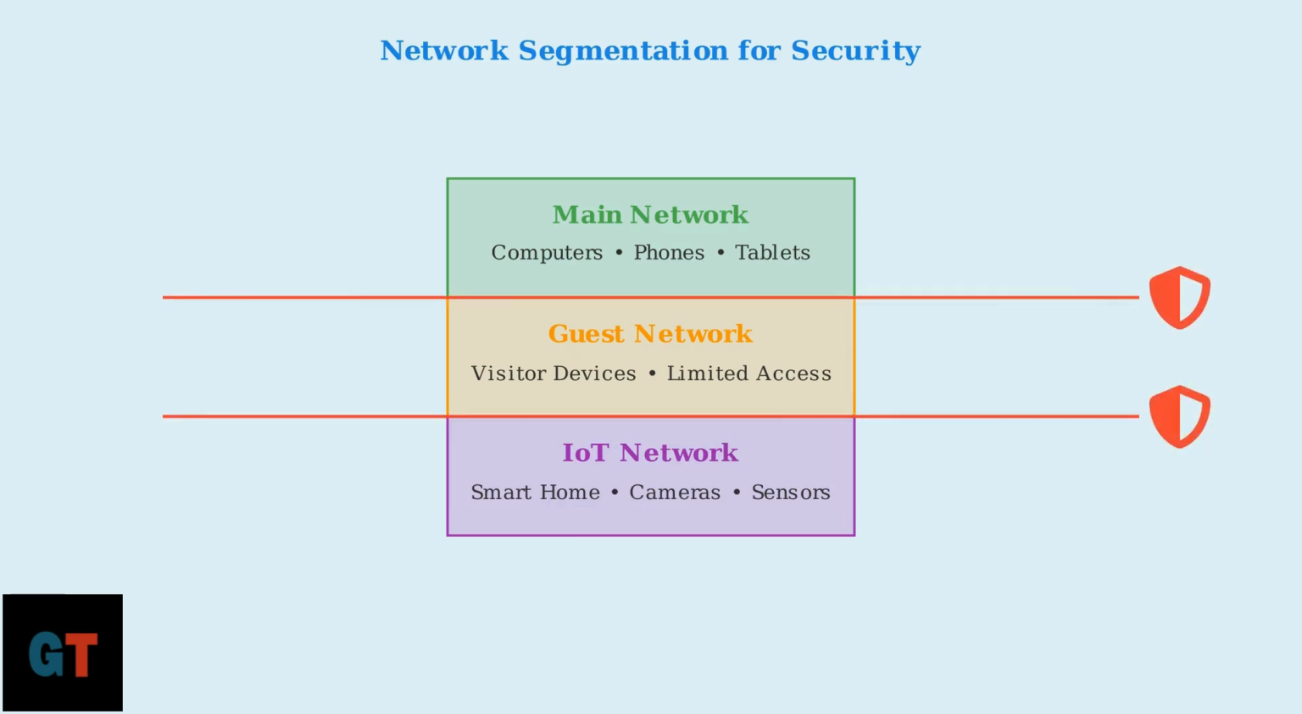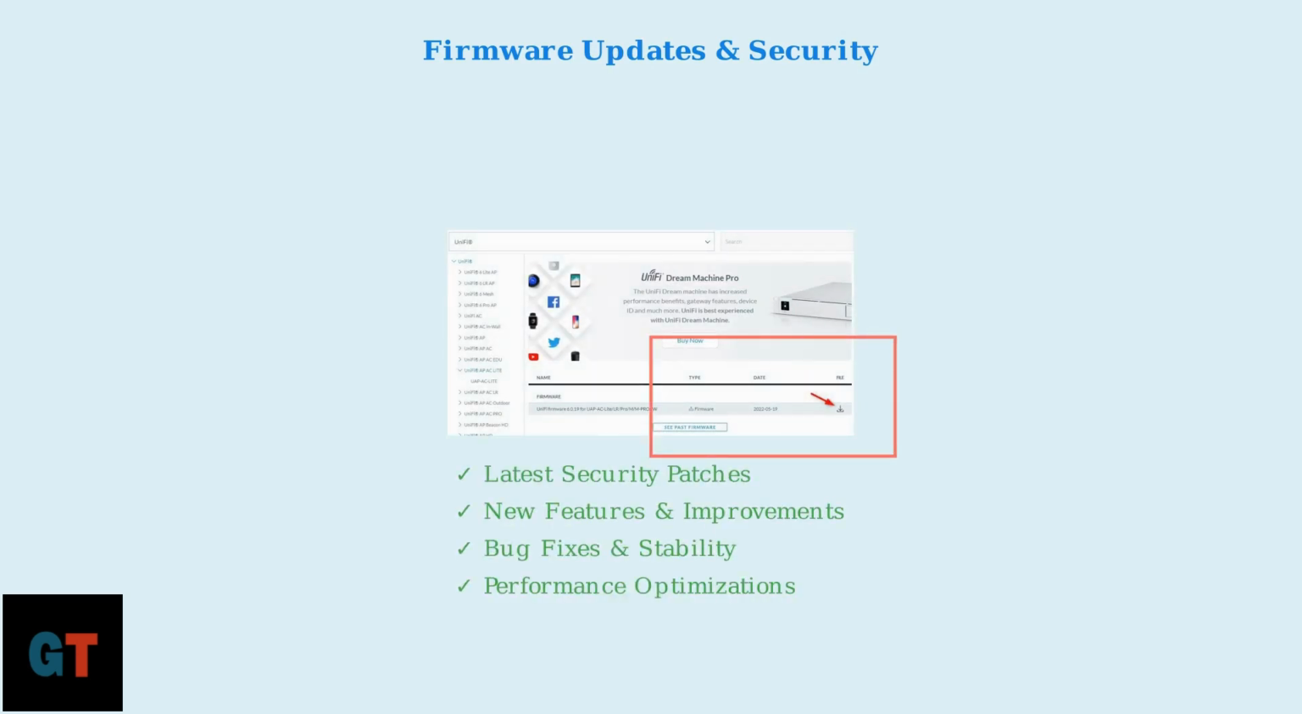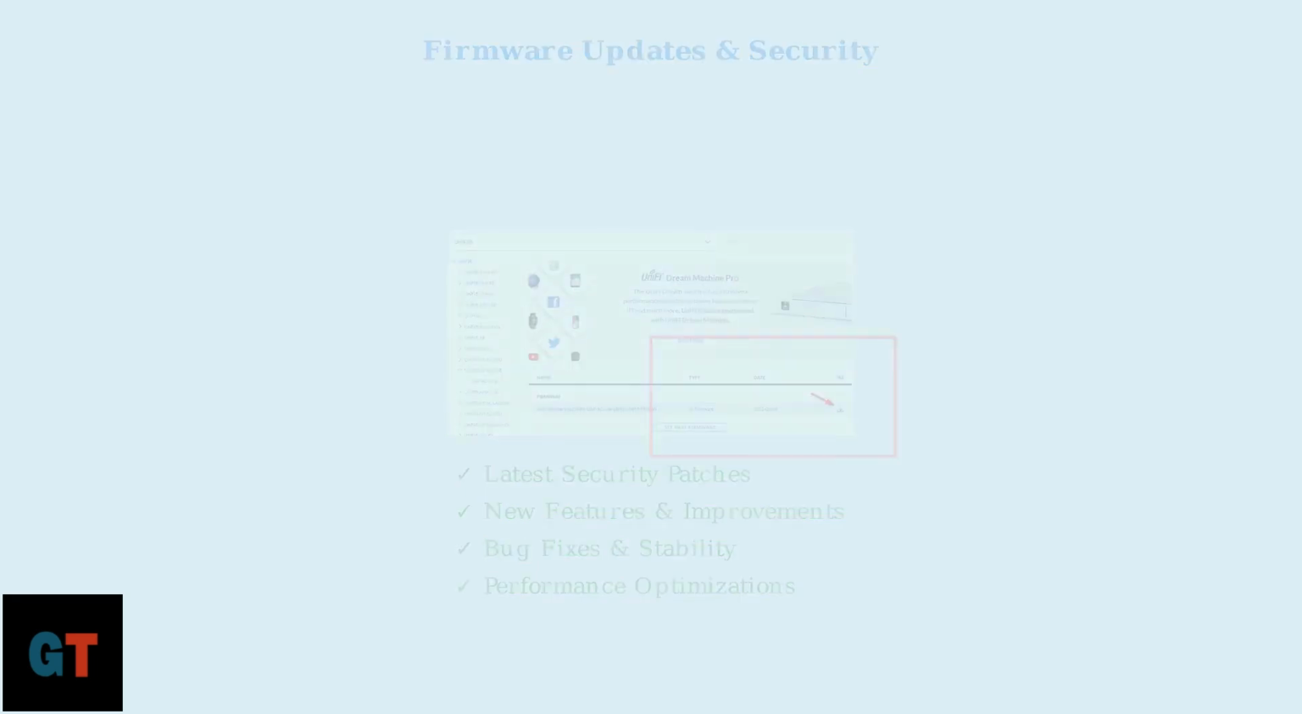You can configure distinct networks for IoT devices, guests, and your primary network, preventing unauthorized access between different device categories. Regular firmware updates are crucial for maintaining security and accessing new features. The controller interface makes it easy to check for updates, schedule installations, and ensure all your UniFi devices stay current with the latest security patches and enhancements.